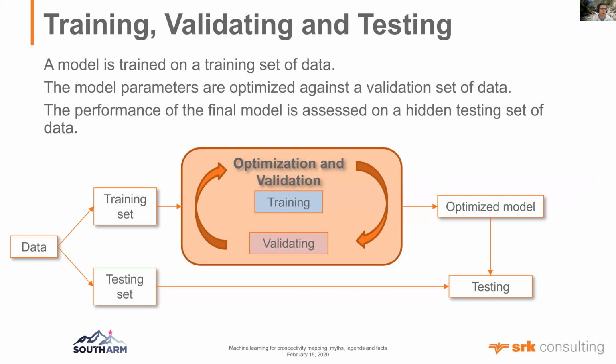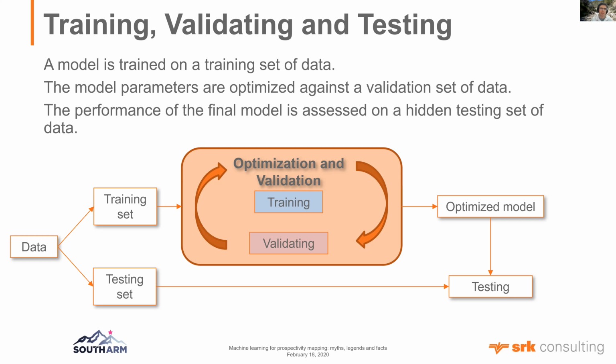It's done in two steps. The first one is called training and validating, where you'll have a training data set. You'll train an algorithm with this data set and you'll check with the validation if it's good or not. And you'll train many, many different algorithms with many different parameters against this validating data set. And you'll check which one works the best and you'll select this one. It will be called the optimized model.